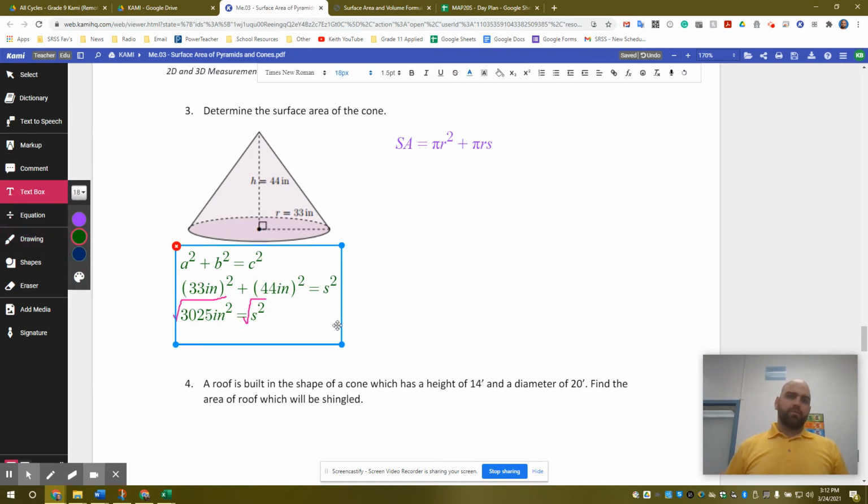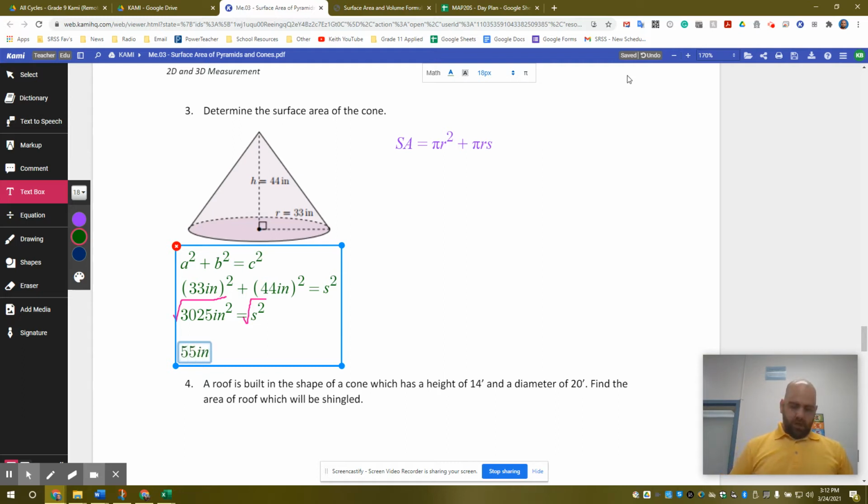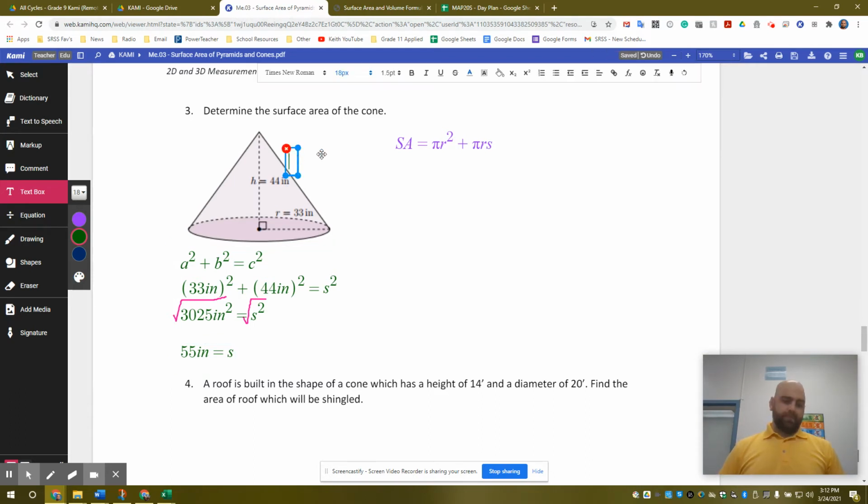So to do that, we take the square root, and the square root of 3025 is 55, and that's going to be equal to the square root of S squared, which is S. So that tells us that this side length right here is 55 inches. All right, 33, 44, 55. This is our classic 3, 4, 5 Pythagorean triple, which we'll get into when we hit trigonometry. We won't worry about that right now.